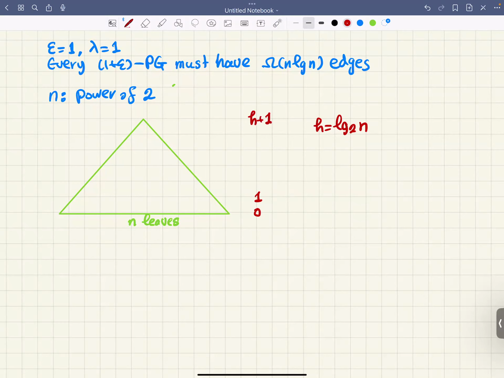Good. Now, I have to tell you M and D. I have to construct a metric space, which I claim to be hard. Now this is not something easy at all. So I'm going to construct this M to be just the set of leaves.